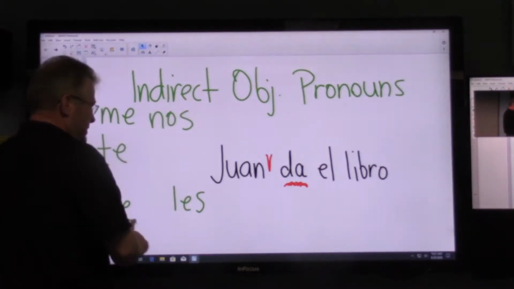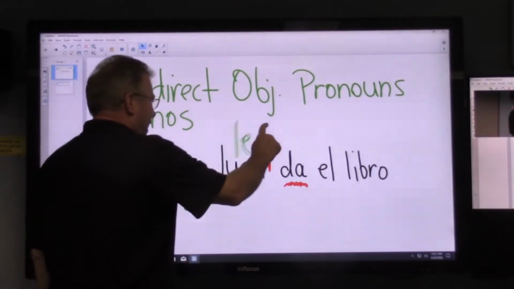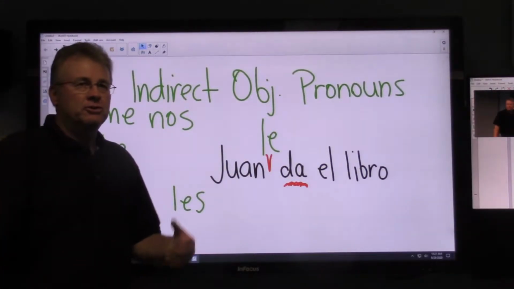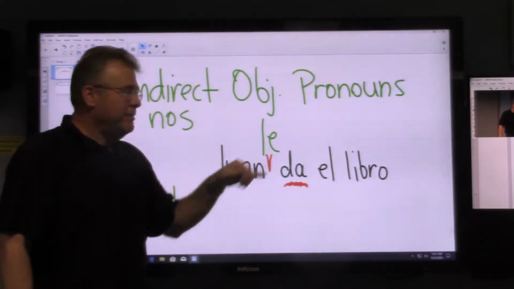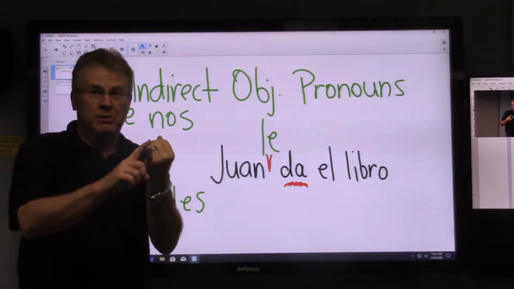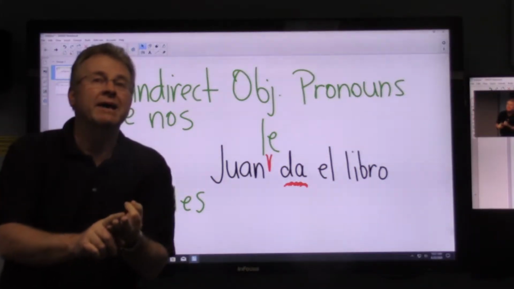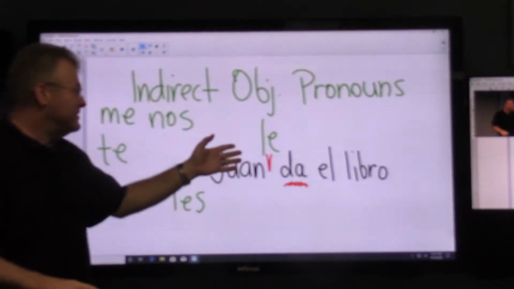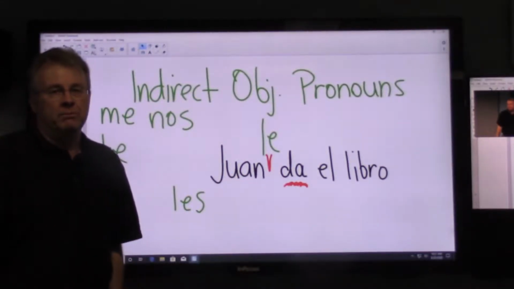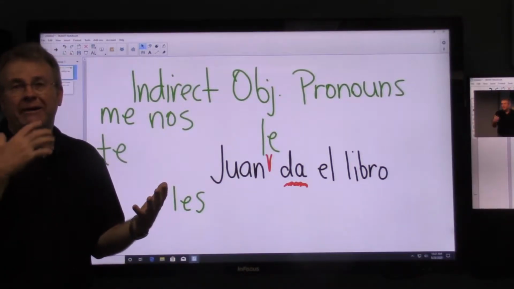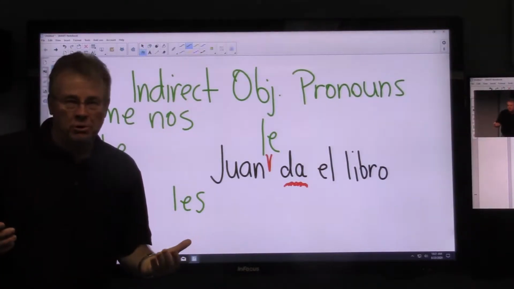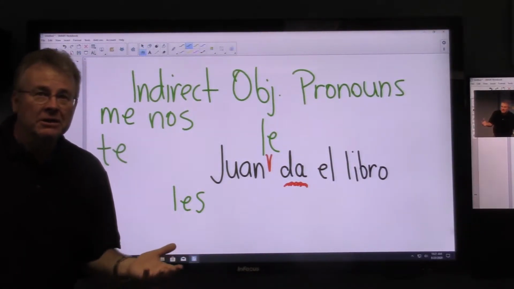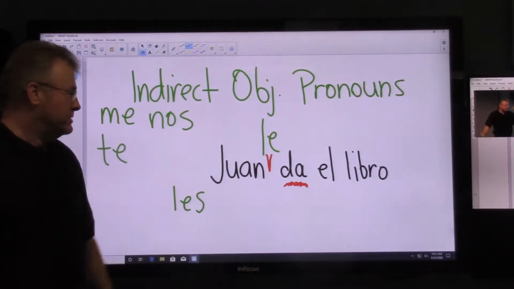But what if I use this le? Juan le da el libro. Now, to whom does Juan give the book? Who does the le represent? Remember, it could be him, could be her, could be usted. We don't know. So in the case of maybe using the le, could be one of any three people. So we might need to clarify. If that's the case, we can clarify by using the subject pronouns that we've come to know and love all these months, all these semesters, right?